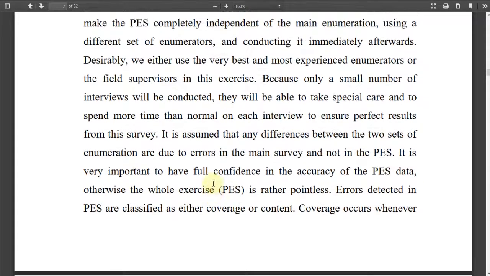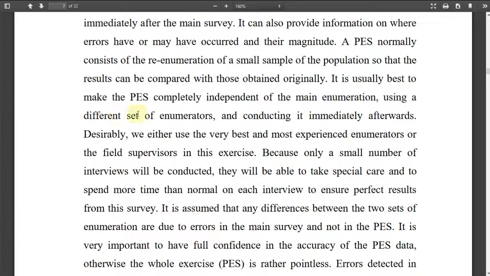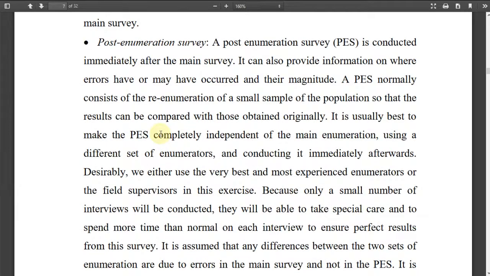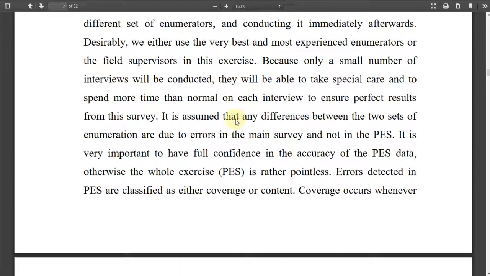There is another term, the post enumeration survey, PES. I think the post enumeration survey is conducted immediately after the main survey. And then we have the pre-enumeration survey, which I think is called the pilot survey. So you do the post enumeration survey after the main survey to check the gaps and fill them.